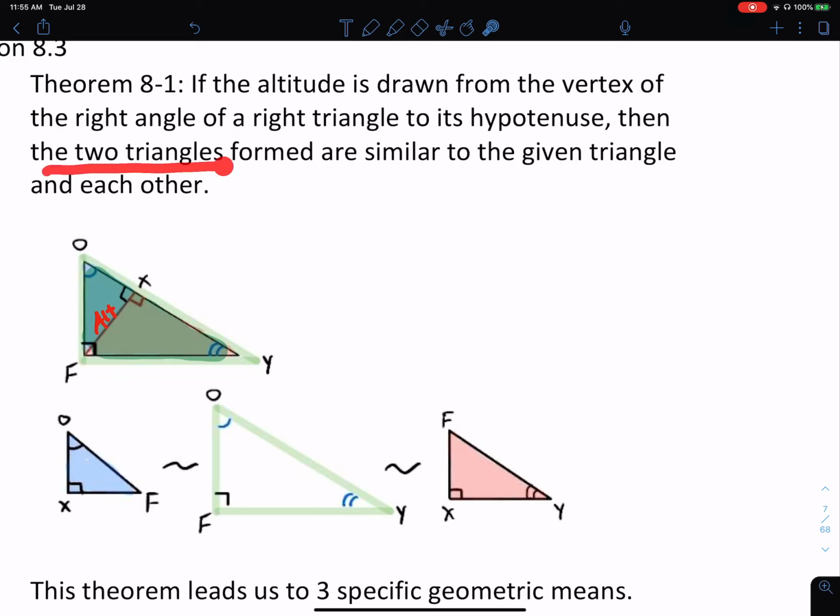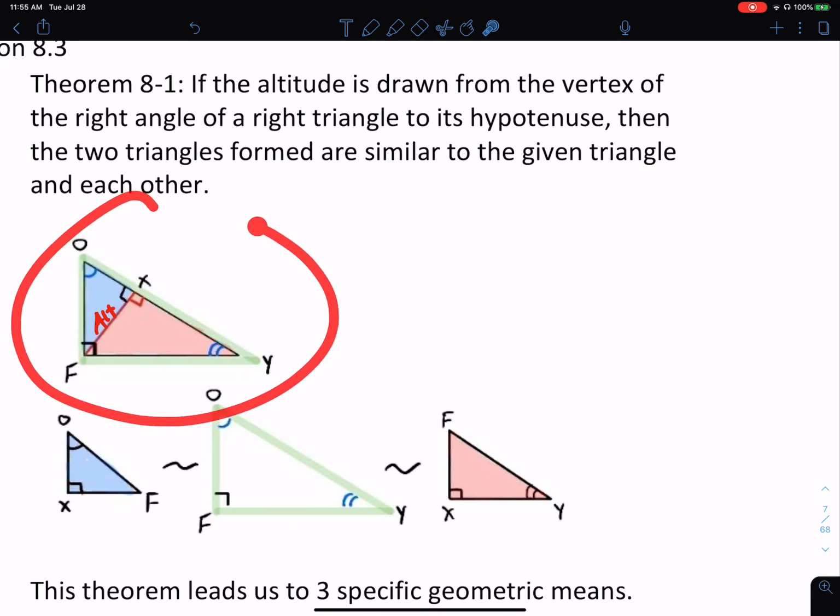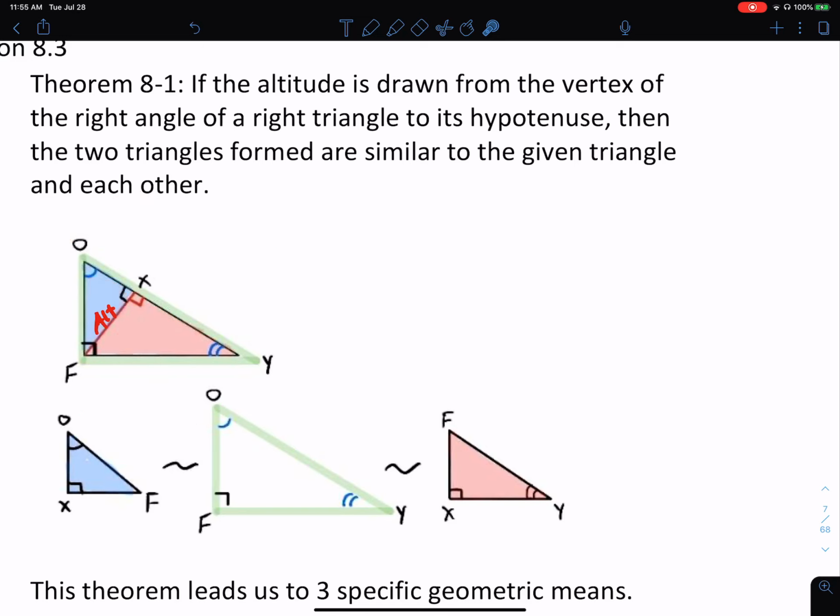Then the two triangles formed, that would be the red and the blue triangle, are similar to the given triangle. So it's suggesting that this big triangle, this small blue triangle, and this medium red triangle are all similar to each other. I'm going to show you why that's true using the angle-angle similarity.